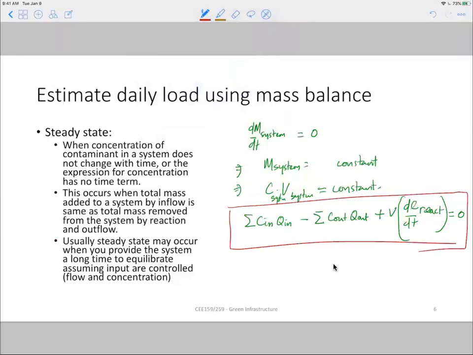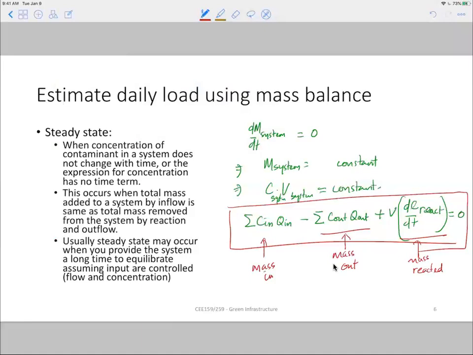Again, here we are thinking about 3 different terms. Number 1 is total mass coming into the system per unit time. This is mass leaving the system, mass out. And then this is mass reacted. That will be 0. That means there is no change in mass of the system over a period of time.